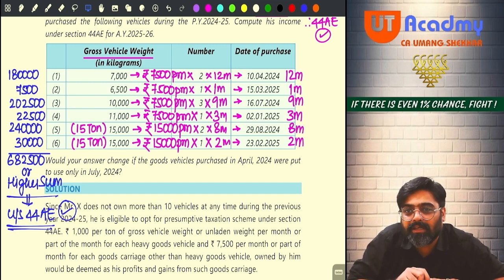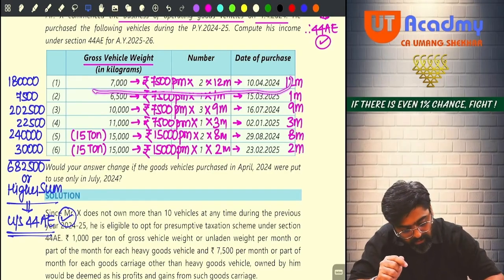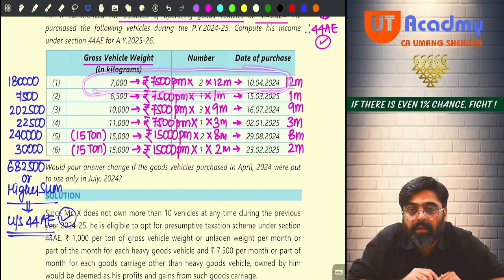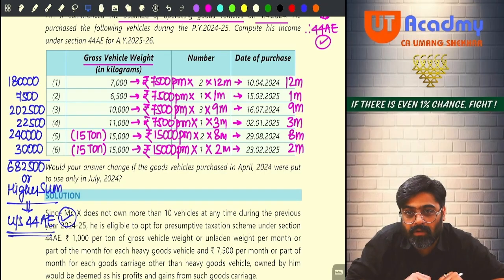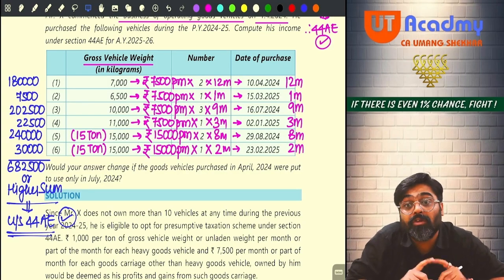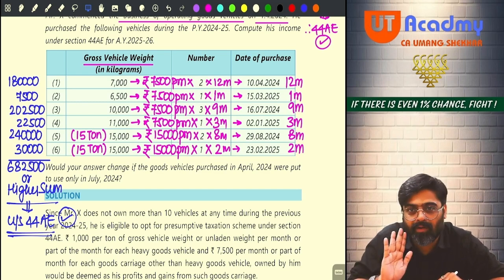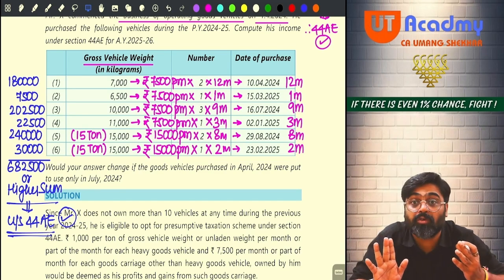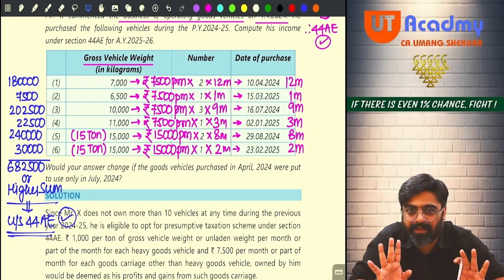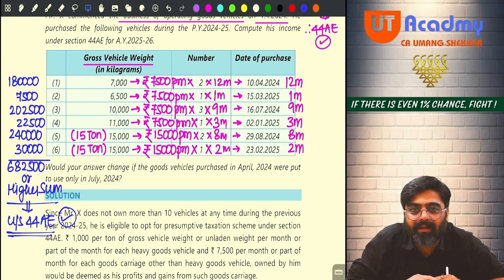What would your answer change if the goods vehicle purchased in April 24, meaning they are talking about these vehicles. See, these two vehicles. Goods vehicles purchased in the month of April were put to use from July. It will not change my answer, because the presumptive income under section 44A is calculated based on the number of months of ownership and not the number of months of use. So we have calculated on the basis of number of months, even though it was used from July. It will not change. It will remain the same. Done, sir?